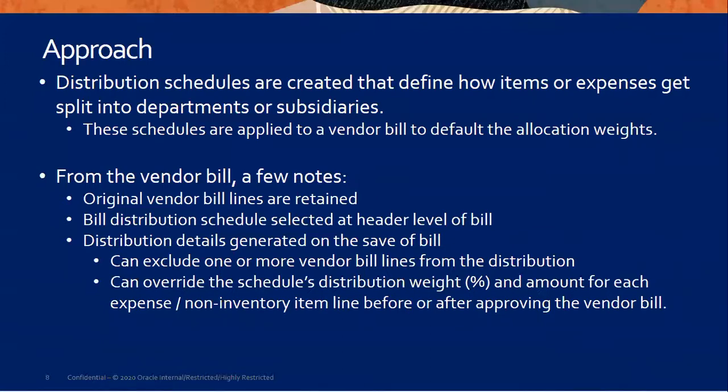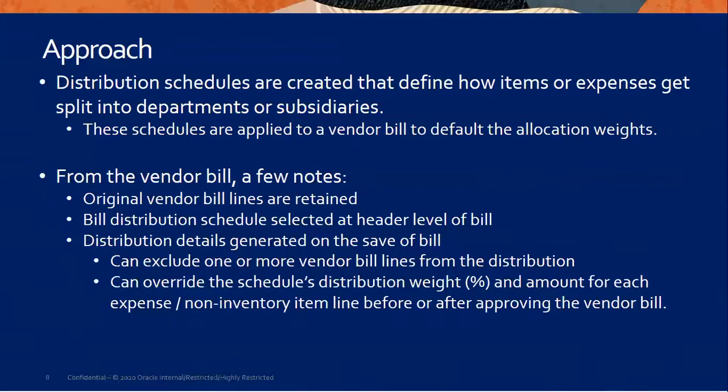So the distribution schedules will be created. You'll create the schedule first and identify whether it is an intracompany or an intercompany schedule, and where you want to source the classifications or the accounts from. And then you will create distribution schedule lines, and that is where you will specify the exact allocation and the percentages that you want the schedule to apply as the default allocation rates.